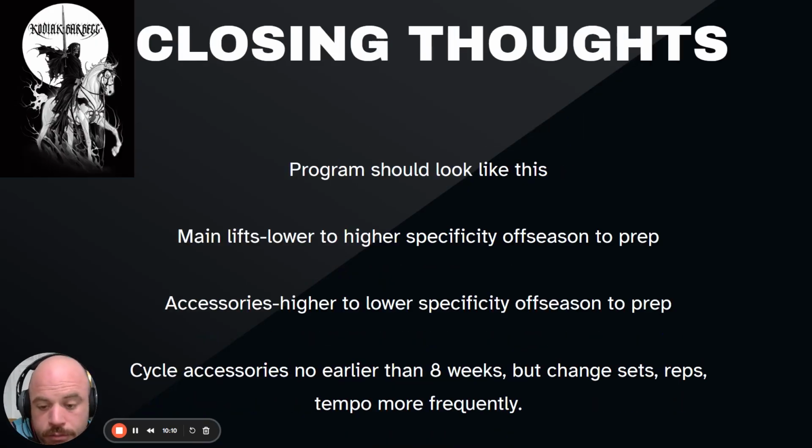Closing thoughts. Programs should look like this, generally speaking, and your off-season and meet prep structure should generally look like this. You're going to have lower to higher specificity in the off-season into a prep, right? So you're going to start with more deviations and end with less deviations while still keeping a thread of specificity in there. Accessories are going to be higher specificity to low specificity, or less deviations to more deviations, off-season to prep. So the main lift stuff's light. You can push harder on your secondary and your accessories by picking heavier stuff.